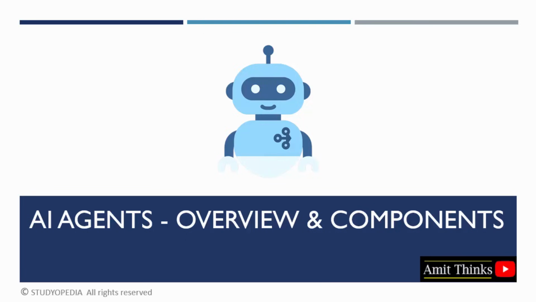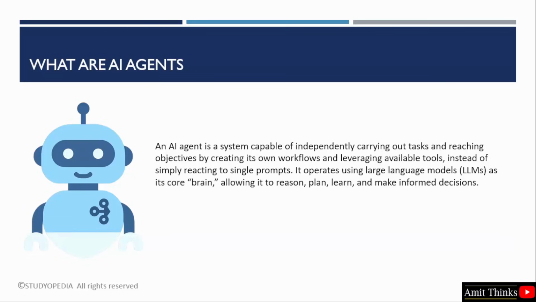So let us start. An AI agent is a system designed to act autonomously, capable of completing tasks and achieving goals without constant human direction. Unlike traditional models that only respond to single prompts, AI agents can design their own workflows, select and use the right tools, and adapt to changing circumstances. At the heart of an AI agent lies a large language model functioning as its brain. This enables the agent to reason, plan, learn, and make informed decisions, turning raw instructions into intelligent, goal-driven actions.